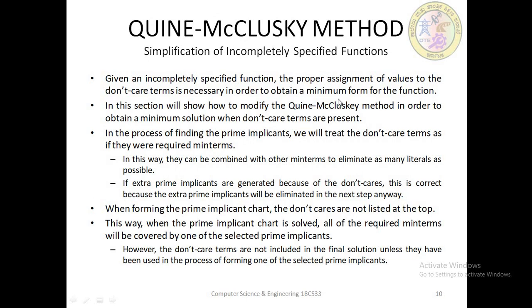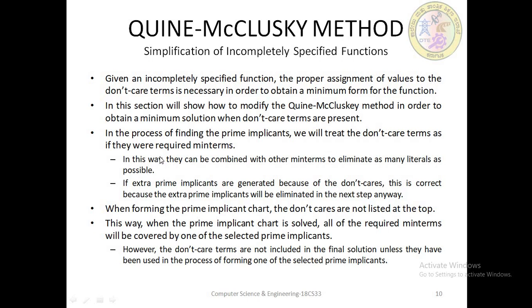Simplification of incompletely specified functions. Given an incompletely specified function, the proper assignment of values to the don't care terms is necessary in order to obtain the minimum sum of products function. So whenever we don't have a proper solution, or whenever we have received an incomplete specification, at that time we need to place the don't care conditions and obtain the minimum form for the function. In this section we will show how to modify the Quine-McCluskey method in order to obtain the minimum solution when don't care terms are present.